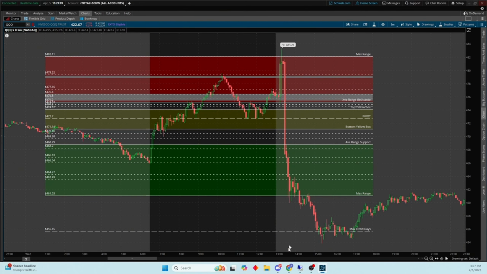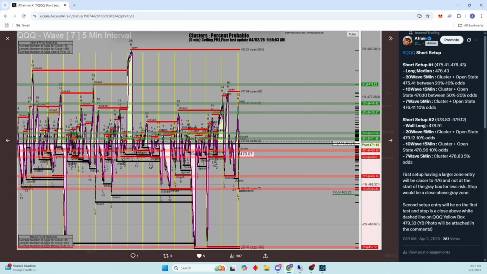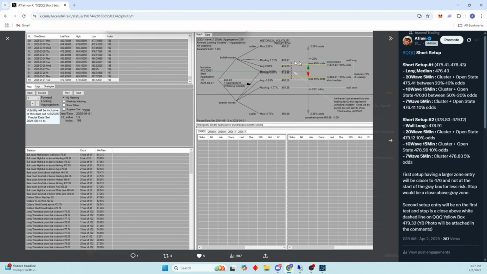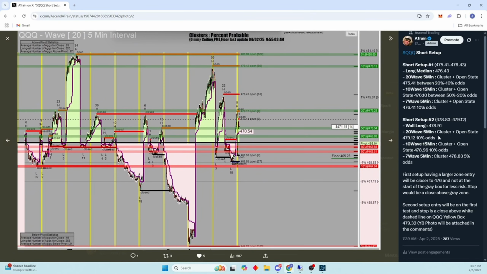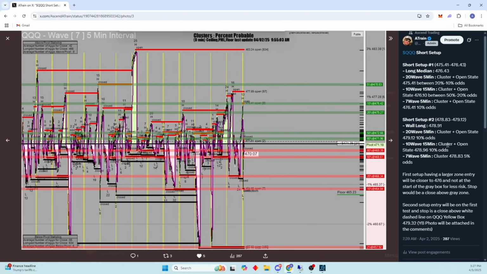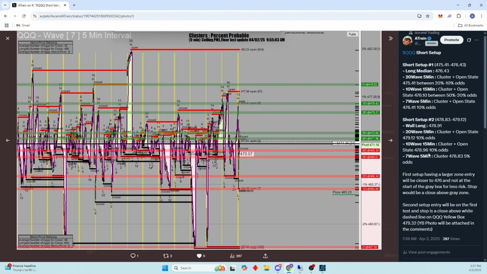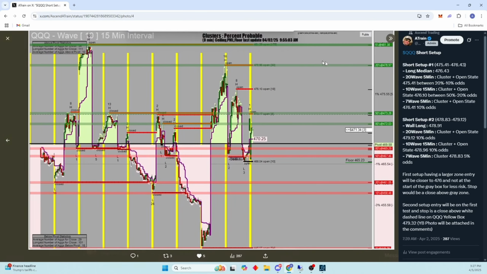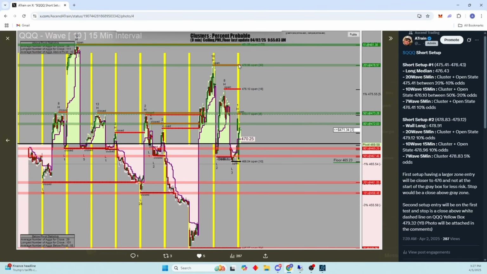Then for the second setup, which we were looking forward to, was the wall long. Again, another thing on Spread Monster, which we will go over later. You had the 20-wave 5-minute cluster in open state at 479.12 and the 10% odds right here. And then on the 10-wave 15-minute cluster plus open state at 478.96 and the 10% odds. So that was right here.